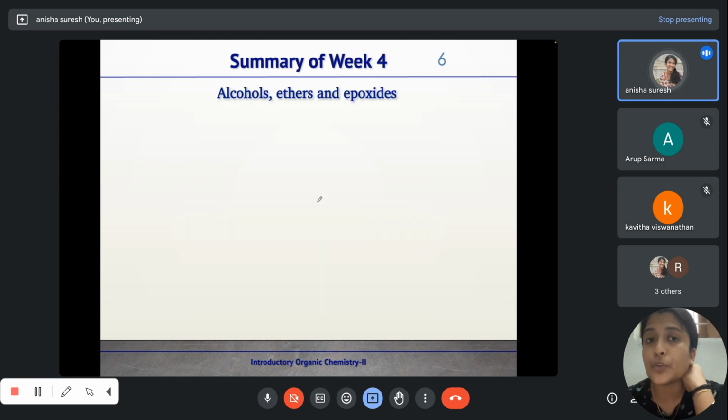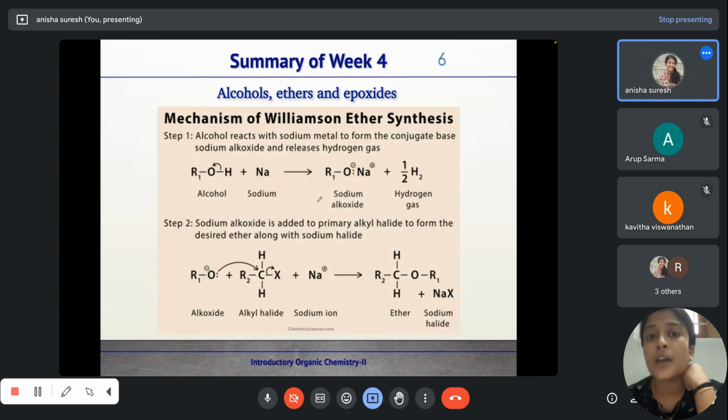So now we will move to alcohols, ethers and epoxides. Here the main reaction that was discussed was Williamson ether synthesis for the synthesis of ethers. Then we have discussed how alcohols are formed, epoxides are formed, some reactions of alcohols, etc. Ma'am has discussed a summary of the different reactions of alcohols, ethers, and epoxides and their formation reactions. So, better is to go back to Introductory Organic Chemistry 1 for seeing the detailed reactions of alcohols, ethers, and epoxides.